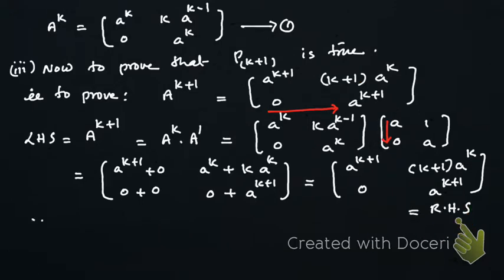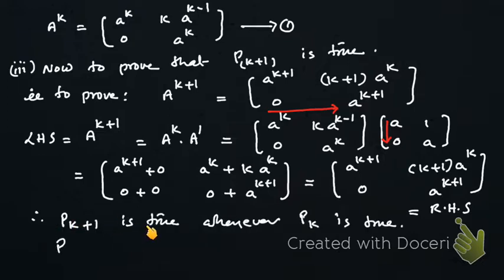So what did I actually prove? I proved that my P of k plus 1 result is true. I proved P of k plus 1 is true, not always, only if P of k is true, because we made P of k only as an assumption. We just assumed that P of k is true. So now what we did is we proved that P of k plus 1 is true whenever P of k is true.